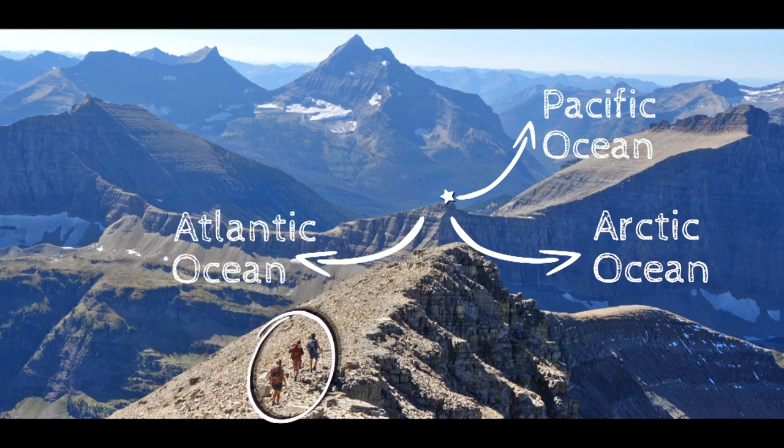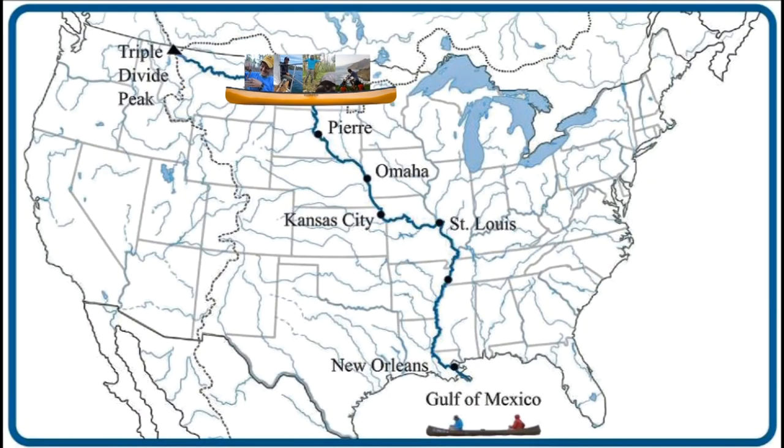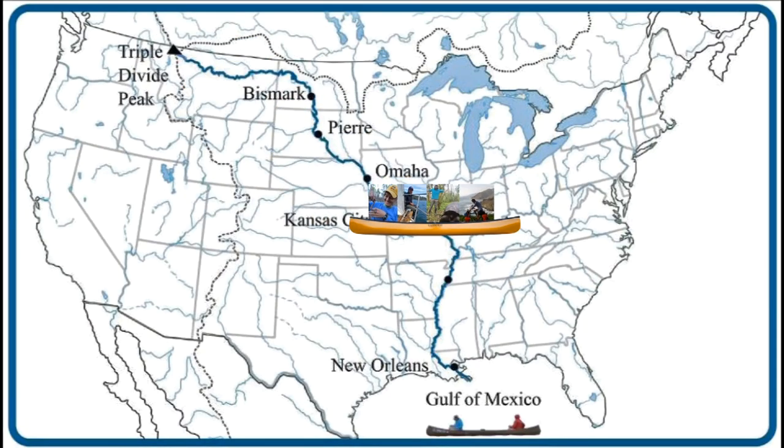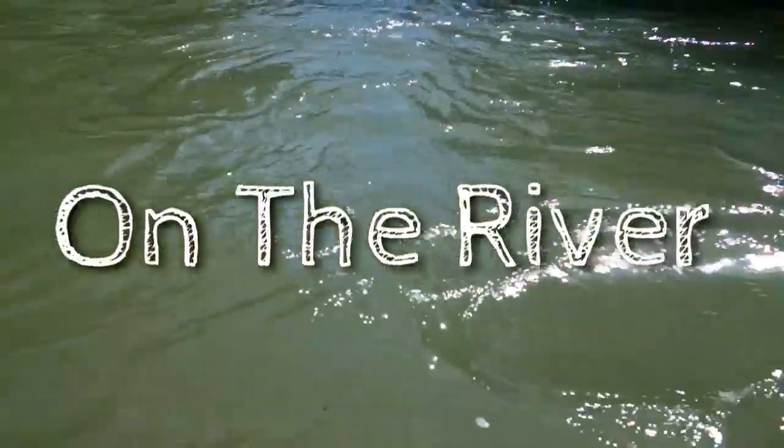And this is us. We're four friends following the water from Triple Divide Peak, 3,500 miles by canoe to the Gulf of Mexico and the Atlantic Ocean. This is the story of our rivers on the river.